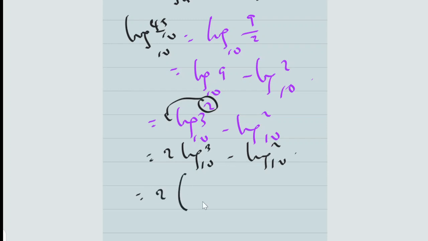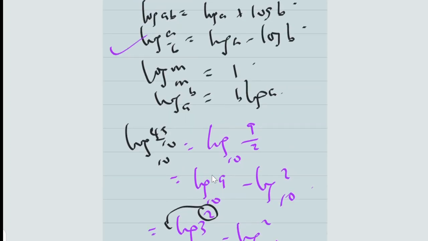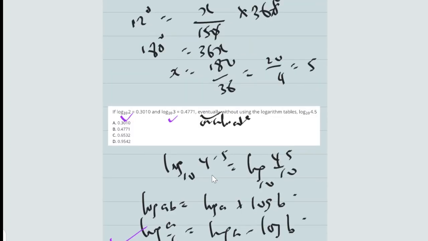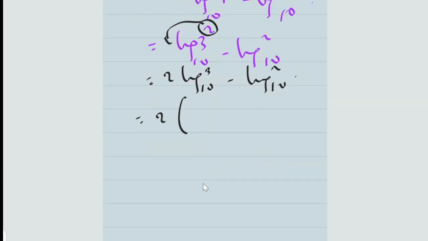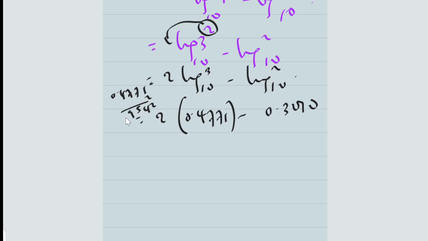So this is going to give you 2, and we're given log 3 base 10 to be 0.4771, minus log 2 base 10, which is 0.3010, from what we were given. If you multiply this together, 0.4771 times 2, this is 2, 4, 5, 9. So that's 0.9542 minus 0.301.